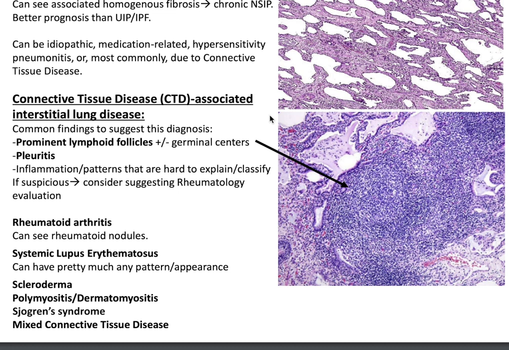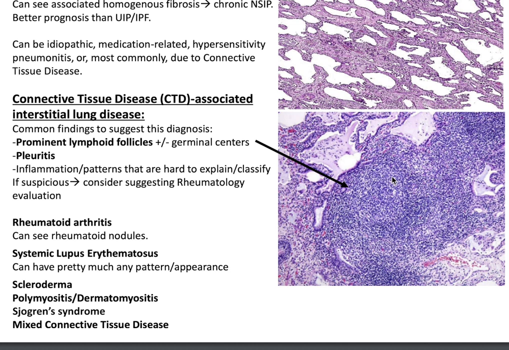Common findings to suggest this diagnosis include prominent lymphoid follicles, plus or minus germinal centers, pleuritis, and inflammation patterns that are hard to explain or classify. If suspicious, consider suggesting rheumatology evaluation. In rheumatoid arthritis, you can see rheumatoid nodules. For systemic lupus erythematosus, or lupus for short, you can have pretty much any pattern appearance.